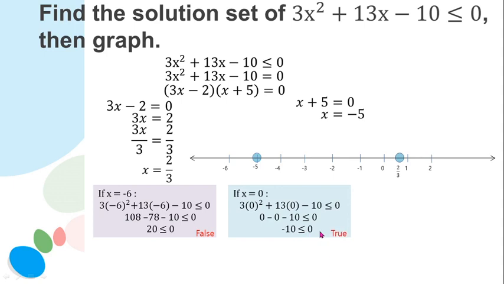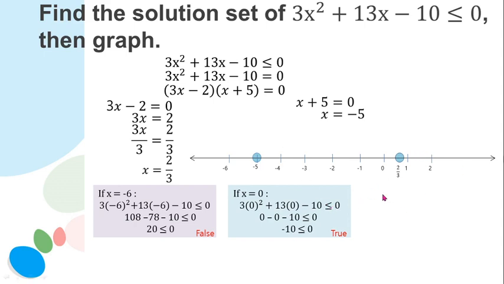Yes, it is true. Meaning, the region which is represented by 0 is part of the solution set. Meaning, negative 4 is a solution of our quadratic inequality. The same is true with negative 3, negative 2, negative 1, or negative 1 half, as well as positive 1 half, of course.